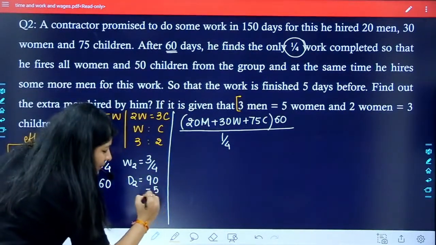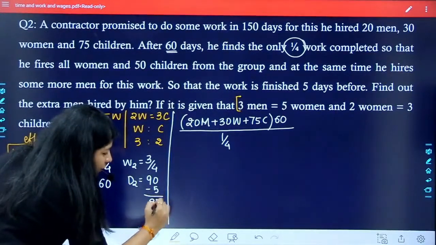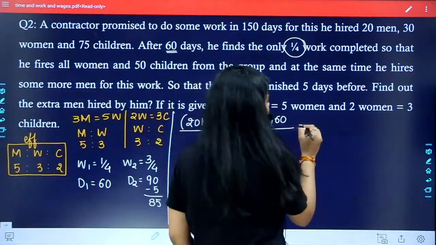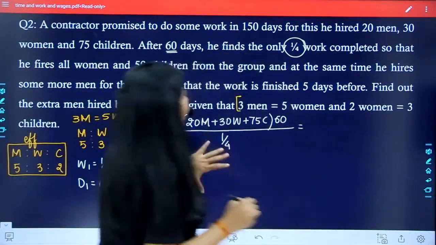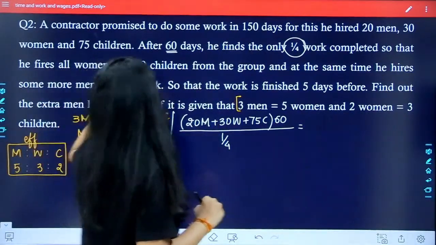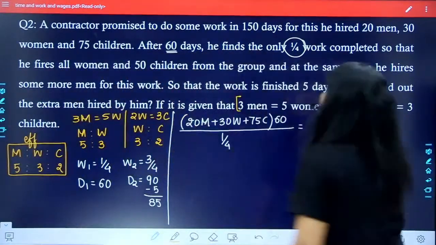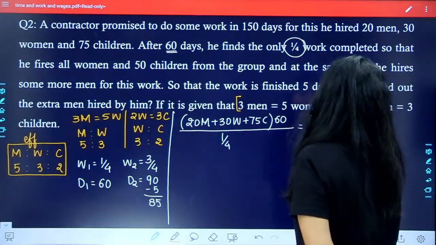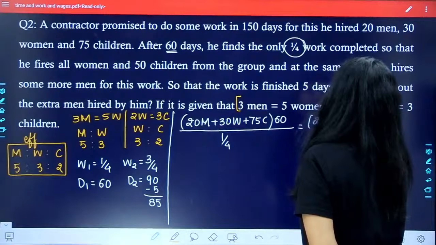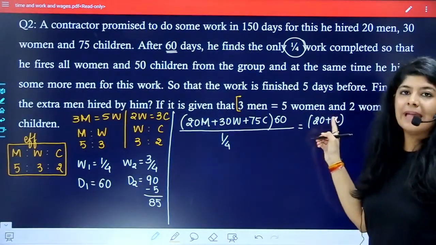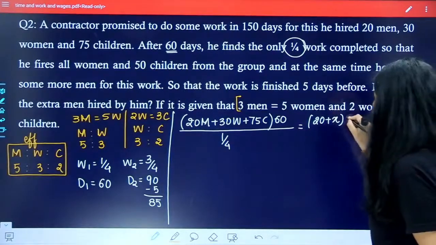So we have to subtract 5 and the value of D2 is 85. So this should be equal to, in such case, what the contractor does, he just simply fires all the women and 50 children from the group, but he added some more men. So we can say that the number of men now will become 20 plus X, where X is the number of extra men hired by the contractor.